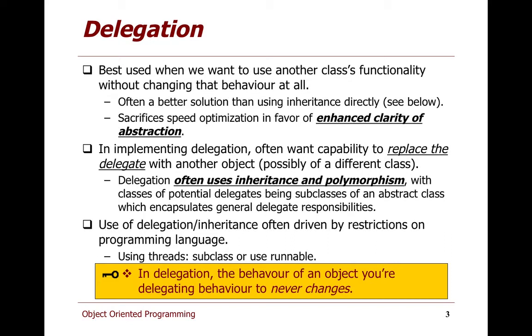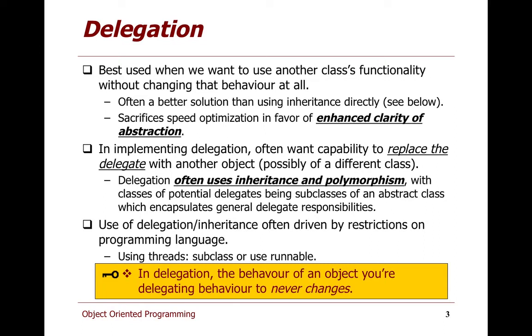Delegation is best used when we want to use another class's functionality without changing the actual behavior at all. It's often a better solution than using inheritance. So the idea here is we sacrifice speed in favor of clarity of abstraction. Why speed? Well, the notion that we have to actually dispatch a method incurs a cost, but that cost is actually minor in terms of running time. It's actually an O(1) operation.